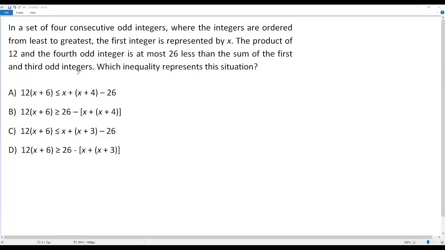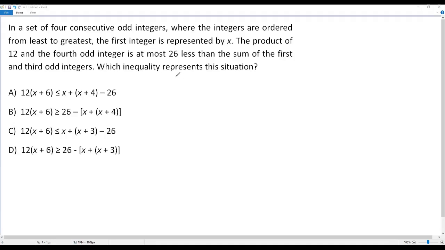Here we have a SAT math problem. Okay, let's go over the question. In a set of 4 consecutive odd integers where the integers are ordered from least to greatest, the first integer is represented by x. The product of 12 and the fourth odd integer is at most 26 less than the sum of the first and third odd integers. Which inequality represents this situation?